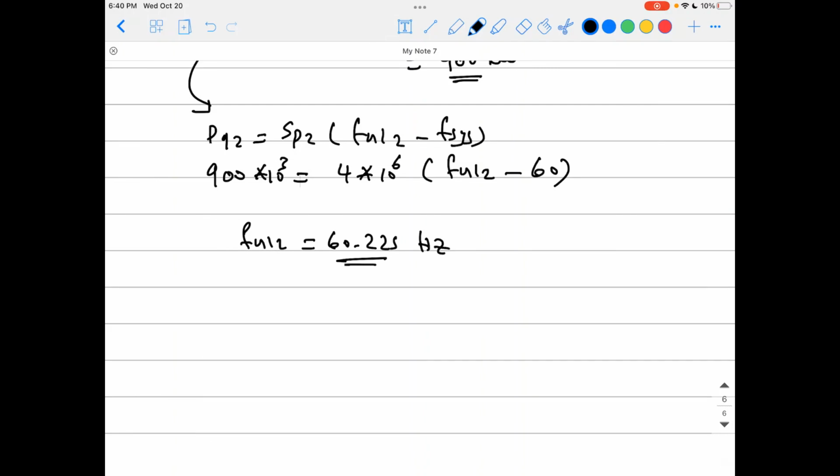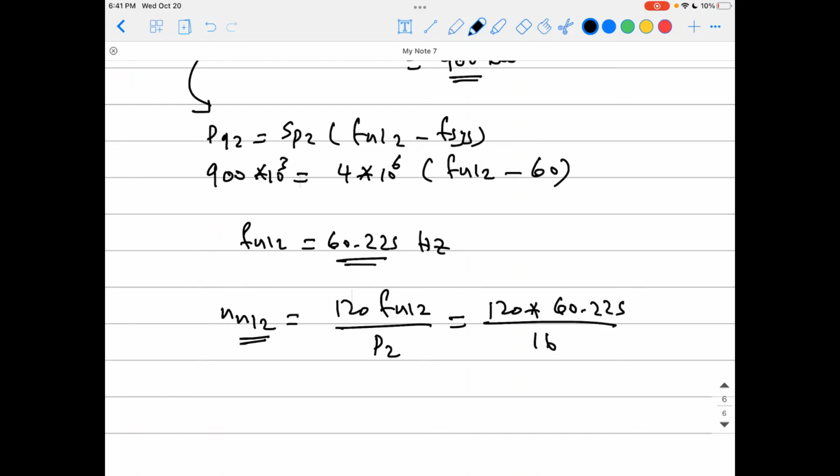It wasn't required. What he wants is to find the no load speed of generator 2, which is obvious. It is 120 F no load 2, because I want you to find the no load speed, not the actual speed. So it's 120 F no load 2 over the number of poles. Okay, guys, that will give you n equals 120 times the frequency you have just calculated, 60.225, over the number of poles, which is 16. That will give you 451.688 RPM. That is the no load speed required here. So that's the whole point.